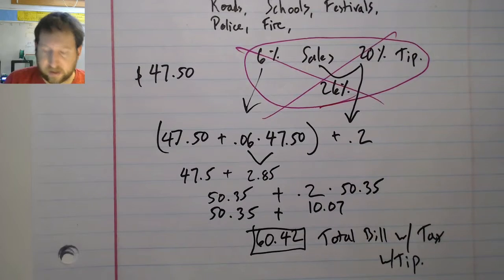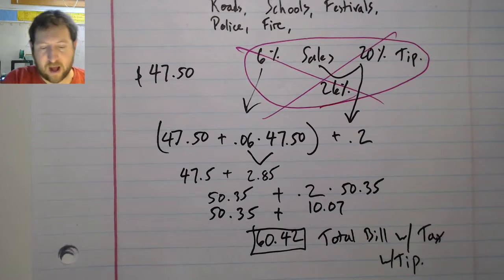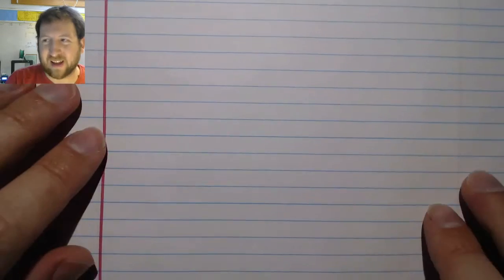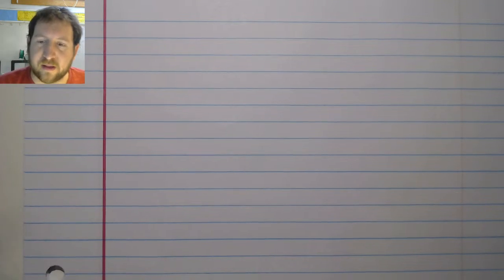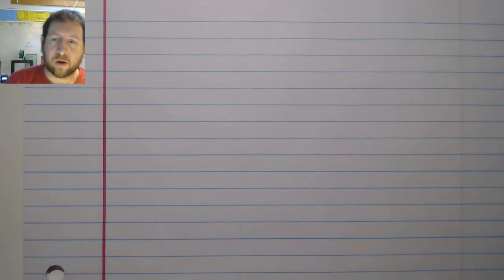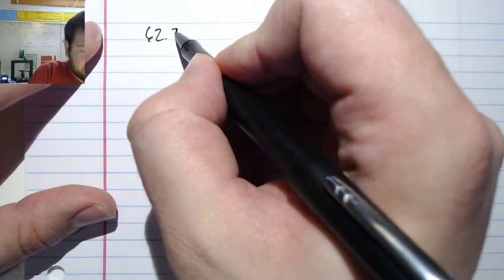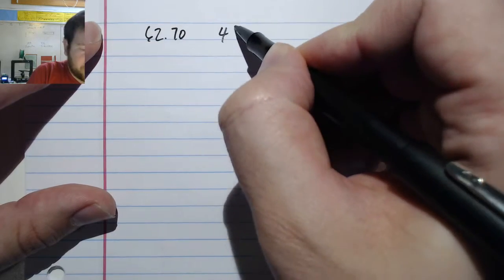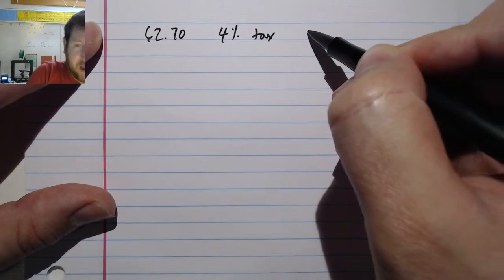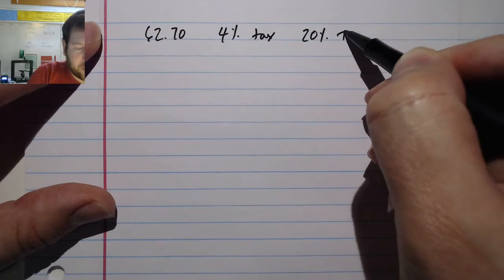I'm going to do another quick example as well, because this is kind of complicated and it's a little bit hard to see all the steps as we're going. If you feel like you understand it, then you can go ahead and go on from here. I'll do another example, and in this case, we're going to look at a problem that has a total bill of $62.70 with 4% tax and a 20% tip.